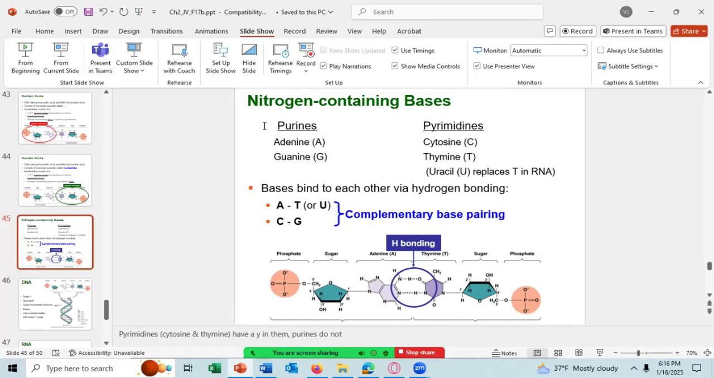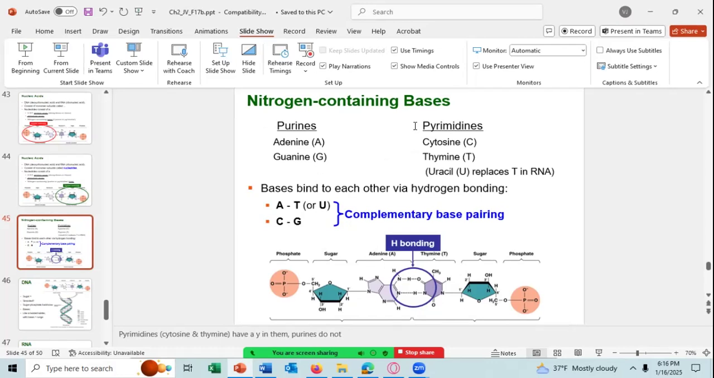Adenine and guanine are purines. Cytosine and thymine are pyrimidines. How you can remember these is a pyrimidine has a Y in it. Cytosine and thymine each have Y's in it. Adenine and guanine do not have a Y in it. So adenine and guanine are not a pyrimidine, they are a purine. Any question about any of that?